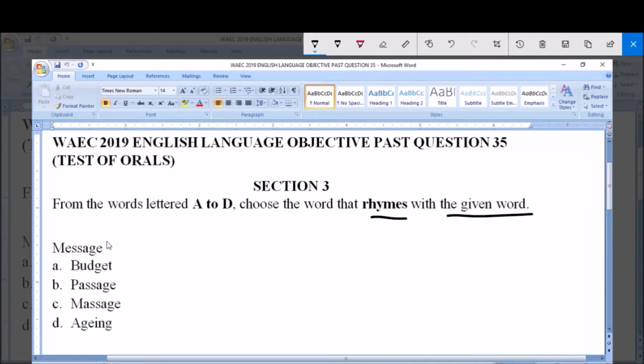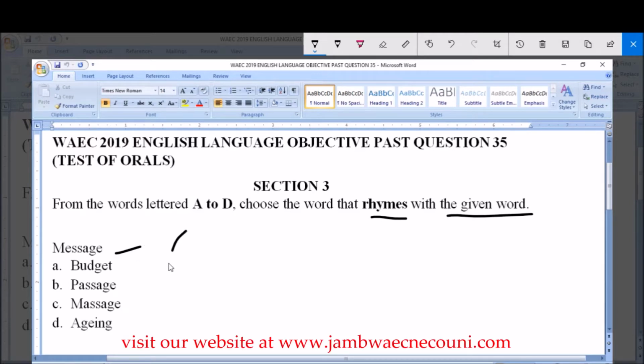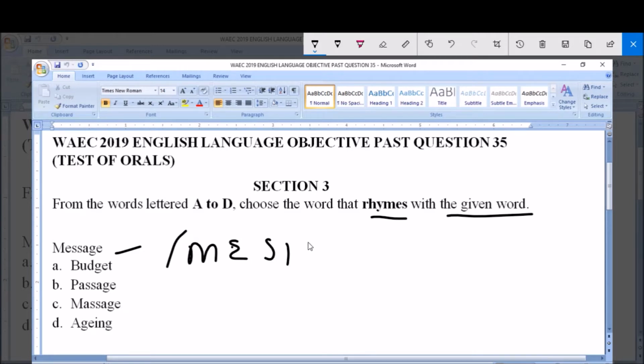So I will transcribe the word given to us and then transcribe each of the options so we can pick out the group of sounds and then the option that contains the same group of sounds that can be said to rhyme with the given word. So message is transcribed this way. Message.